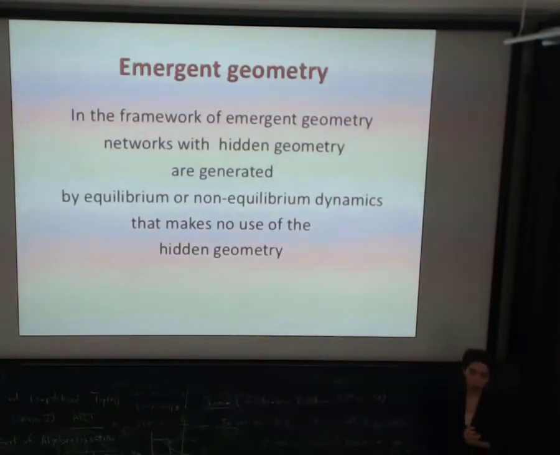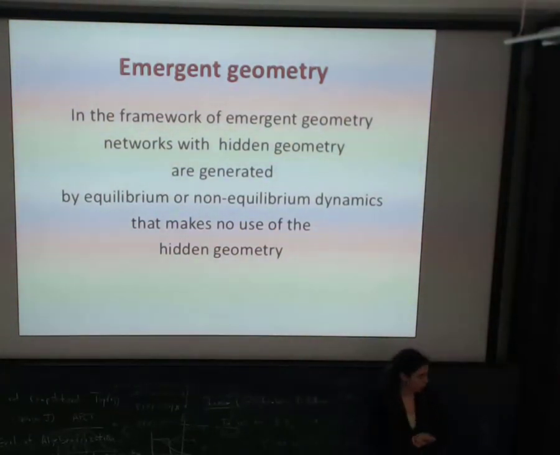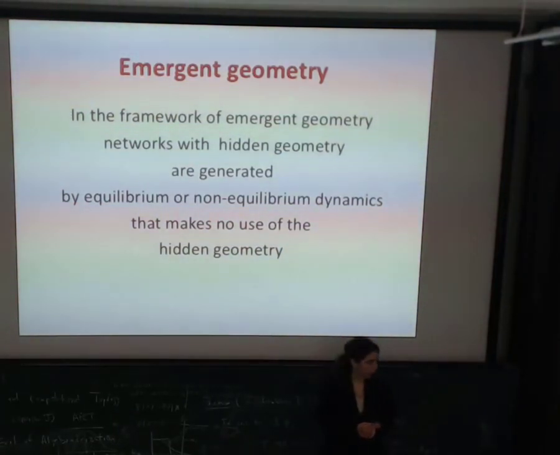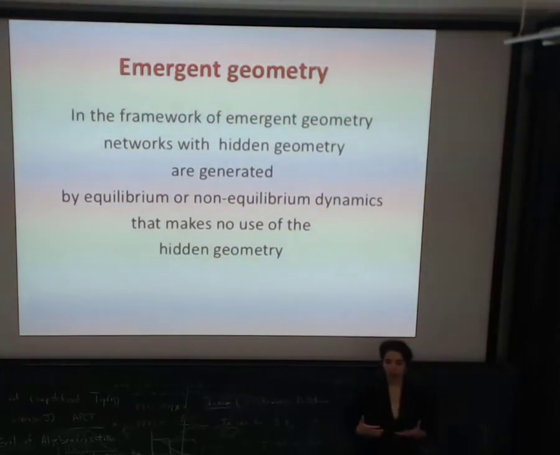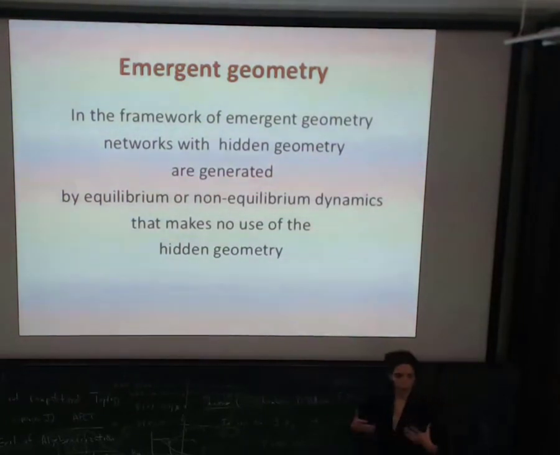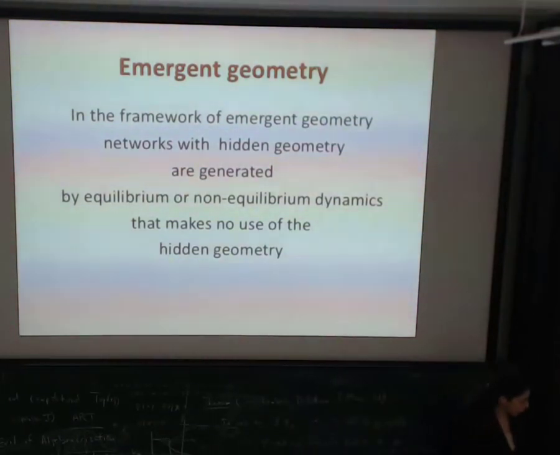But here what I want to tell you is some research aiming at defining some emergent geometry. So aiming at considering a model which generates networks with hidden geometry using dynamical rules, equilibrium or non-equilibrium, that do not explicitly take into account an embedding space. So just by having a purely combinatorial rule, you want to generate networks that have some geometrical character, or can be characterized by some hidden geometry.